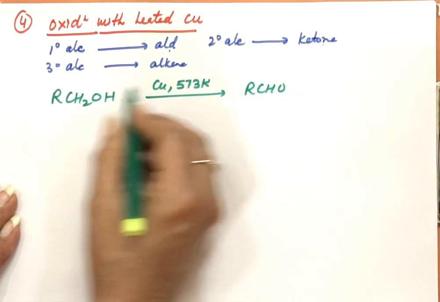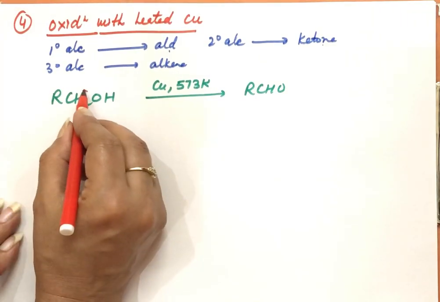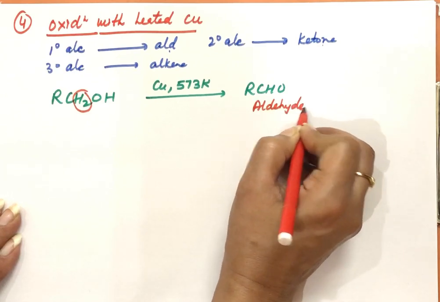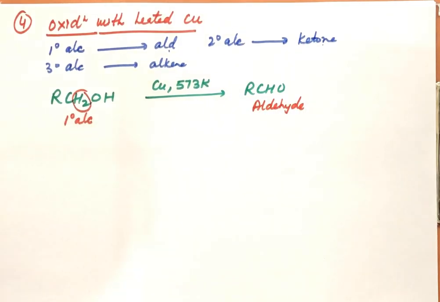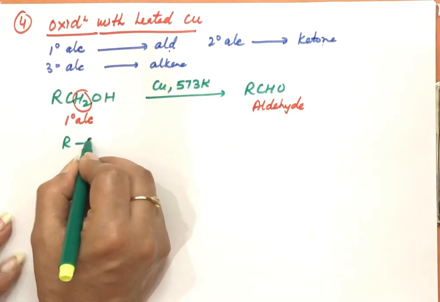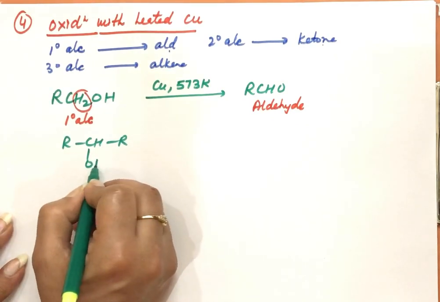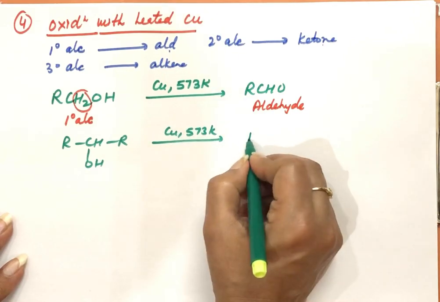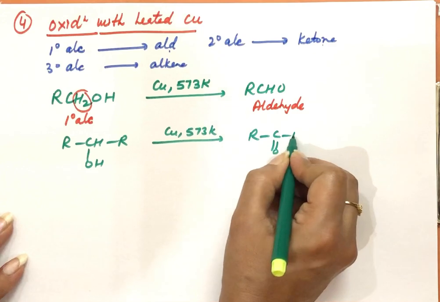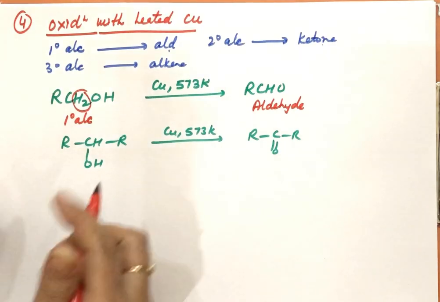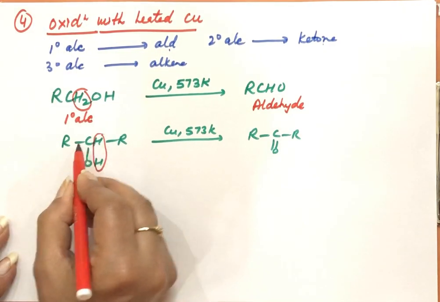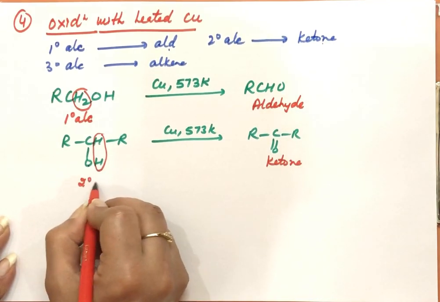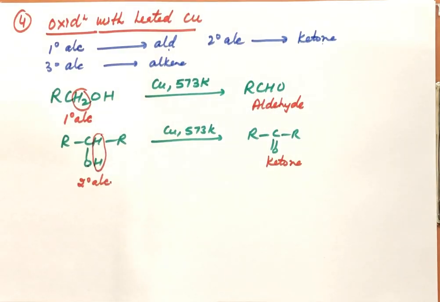For examples, a primary alcohol reacting with copper, and the temperature we also have to learn for this reaction, 573 Kelvin. There's formation of RCHO with removal of this hydrogen. So we are getting aldehyde here. Primary alcohols give aldehydes. Now, a secondary alcohol. This is an example of a secondary alcohol. Heating with copper at 573 Kelvin, they form ketone here. The product is ketone with the removal of this H2. Here we have a double bond. So we are getting ketone from secondary alcohol by removal of hydrogen.